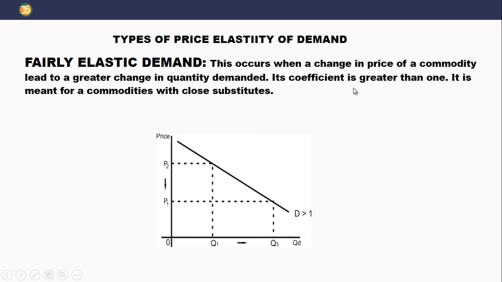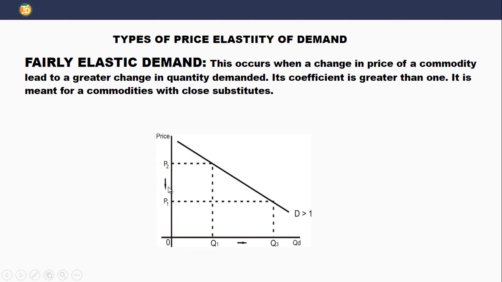So if you solve a question and the answer you get is greater than 1, without approximation to the nearest whole number, it means that the commodity has a fairly elastic demand. And a fairly elastic demand is usually for commodities that have close substitutes, which means they have alternatives. Look at a diagram to explain.